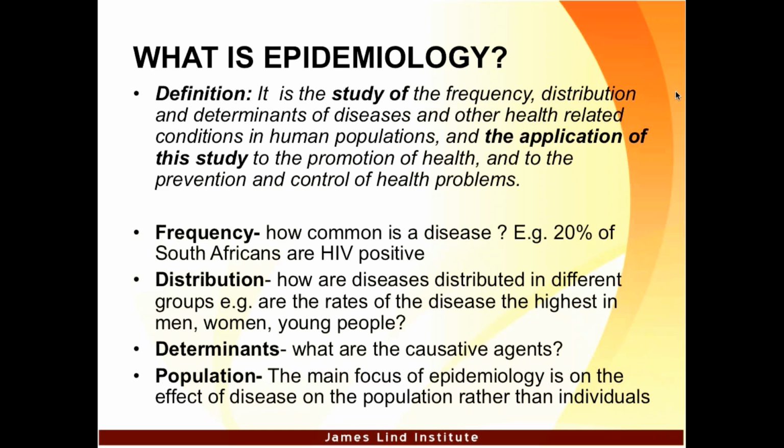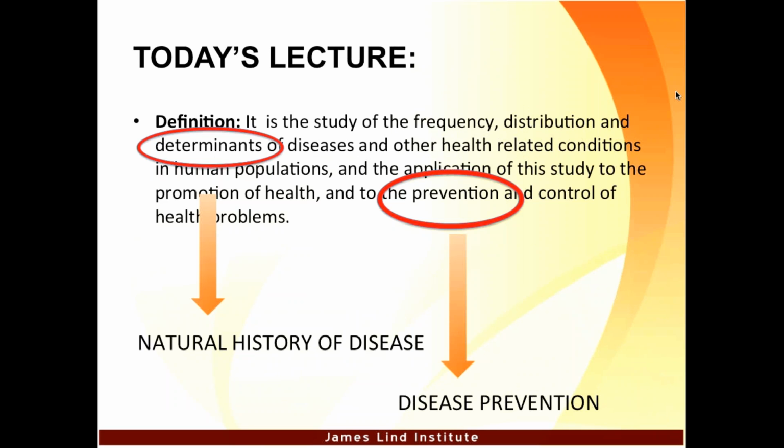We can pull out from the definition of epidemiology two elements that we're going to be looking at today. One of them relates to the determinants of disease, which is connected to the natural history of disease. The other element we're looking at today is the prevention of disease, given our knowledge of the natural history of disease.